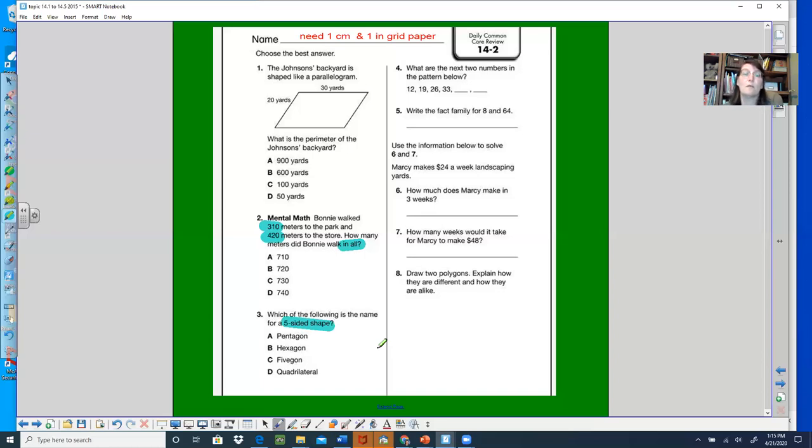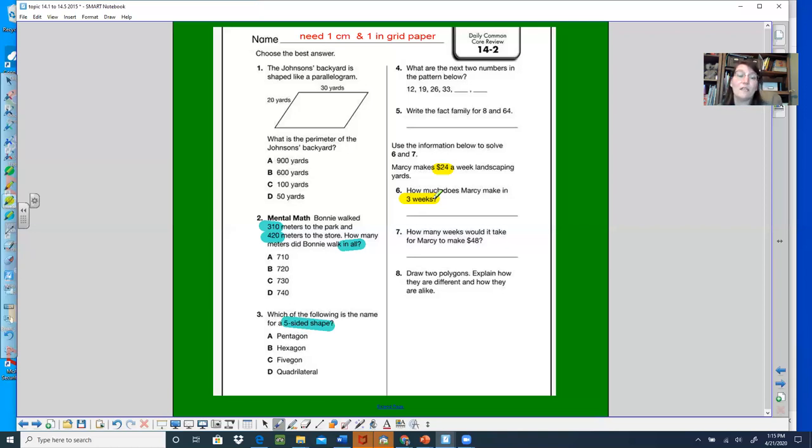Numbers 6 and 7. Marcy makes $24 a week landscaping. How much does Marcy make in 3 weeks? So please solve that one. Please also show the equation that you use to find your answer. How many weeks would it take for Marcy to make $48? You can show an equation on that one also. You could think of that as repeated addition, or you could think of that one as multiplication in order to figure out how long it would take for her to make $48.